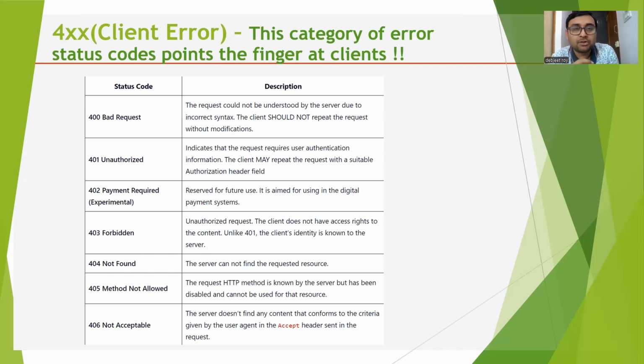403 is forbidden. So basically it is an unauthorized request. The request for which you are trying to get the response is unauthorized. Okay, the client does not have any rights to get the response for the request that they are trying to fire. The client might not have access to all the request endpoints, so they need to get the access first, and after getting the access they can get the response back. So that is 403 forbidden.